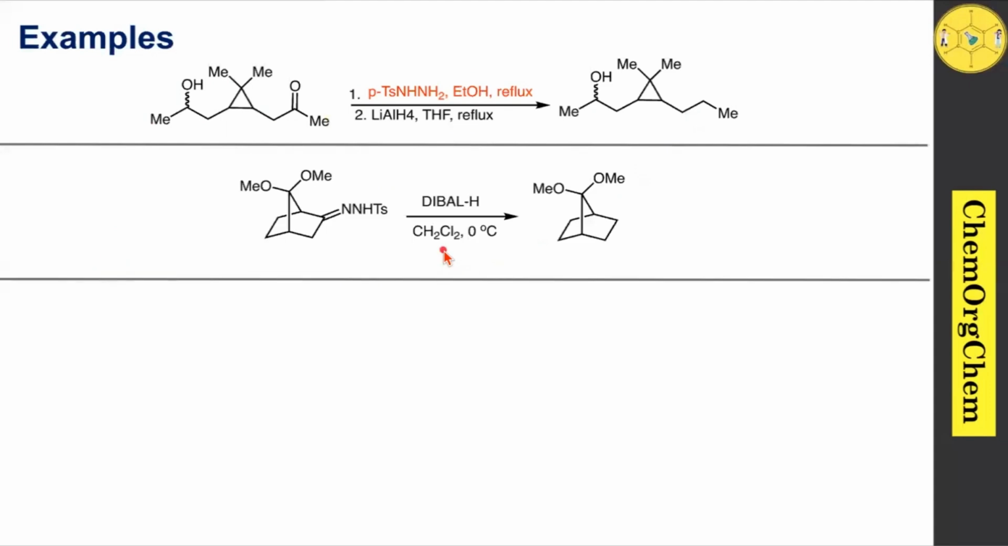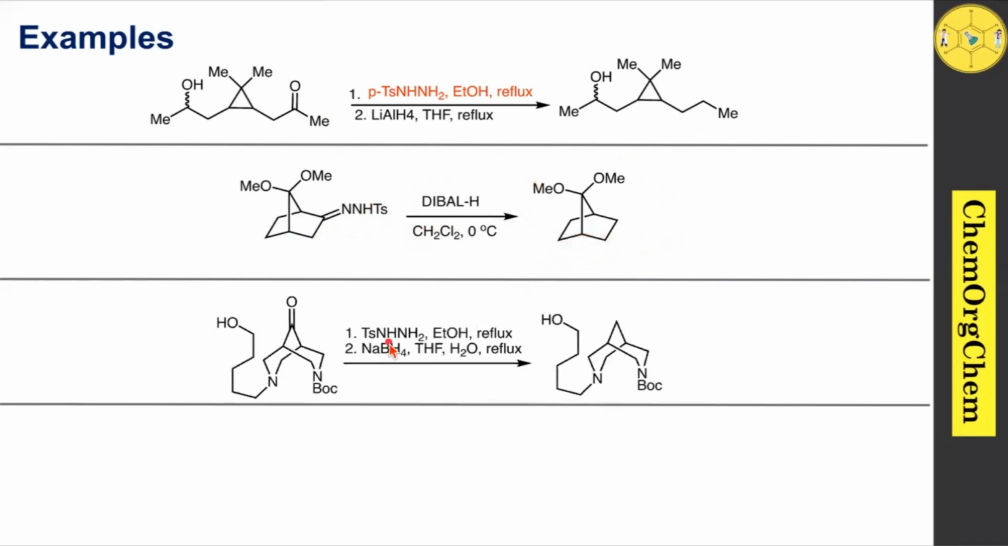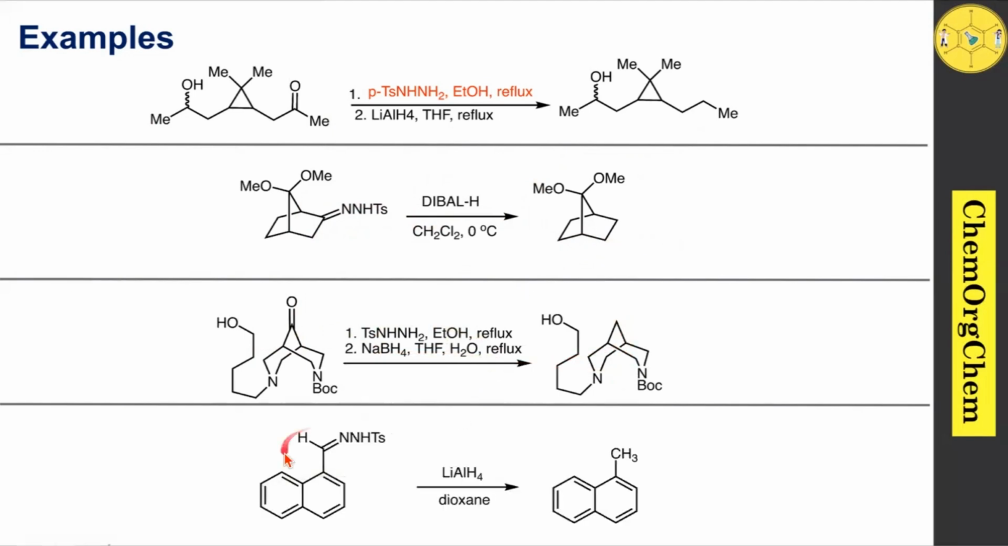So this is our second example. Now you see this one is a tosyl hydrazone. Here DIBAL-H acts as a hydride base that produces the corresponding alkane compound. This is the third example. Now you see this ketone is initially converted into the corresponding tosyl hydrazone, followed by reduction with sodium borohydride, which produces the corresponding alkane compound. Fourth example, now you see this tosyl hydrazone can be reduced using lithium aluminum hydride to produce the corresponding alkane compound.